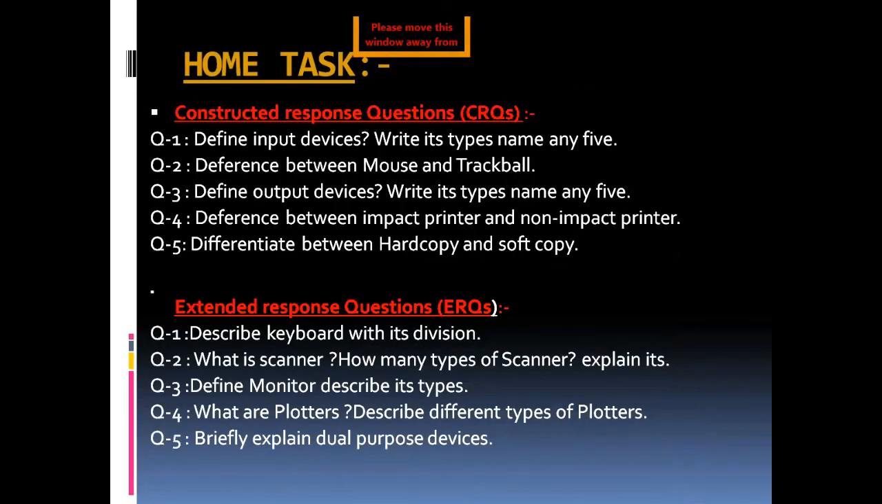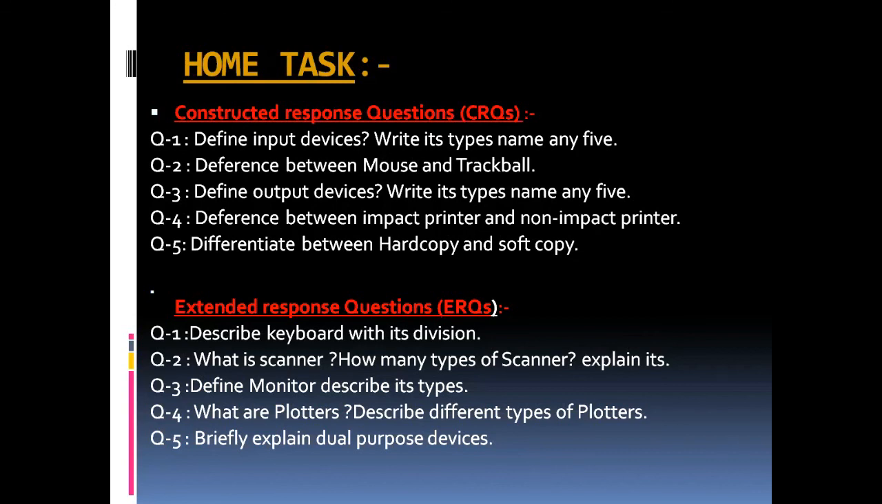Okay, now we have shared the home tasks. First one is constructed response questions, CRQs. First one is define input devices, write its types, name any five. Differentiate between mouse and trackball.